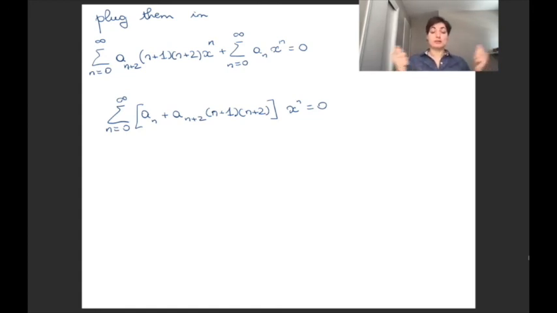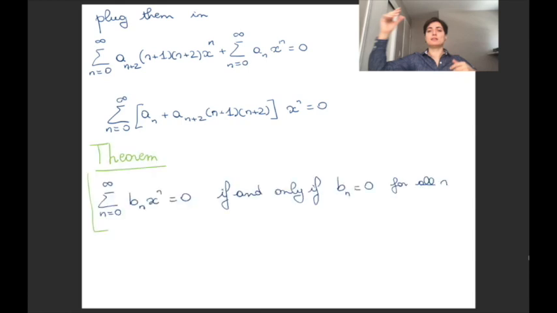Power series can be summed together by just summing the coefficients in front of the x to the power n. So we're taking the sum out and all the coefficients together and then multiplying by x to the n. So this is equivalent to saying that it's the sum from n equal to 0 to infinity of a block of coefficients times x to the n. And the block of coefficients is a_n plus a at the index n plus 2 times n plus 1 times n plus 2. And all of this needs to be equal to 0.